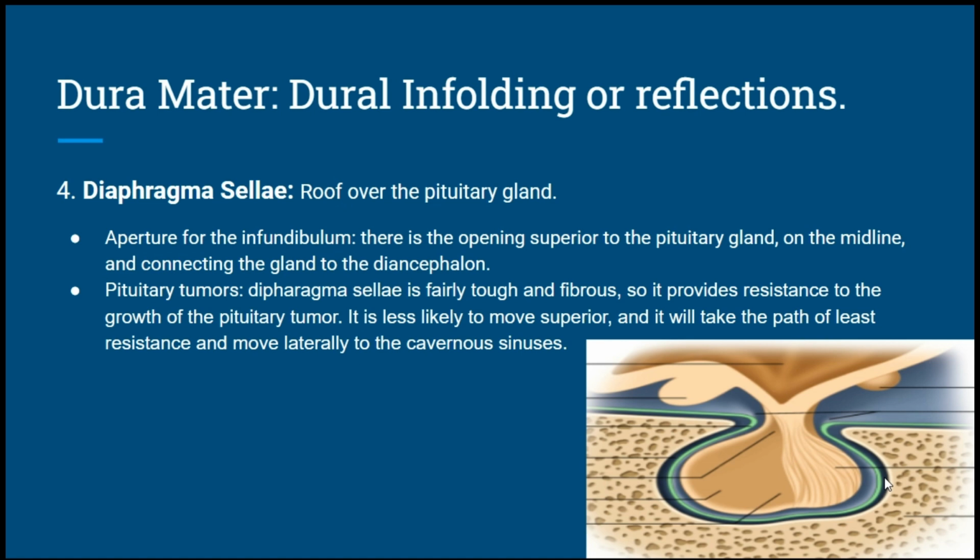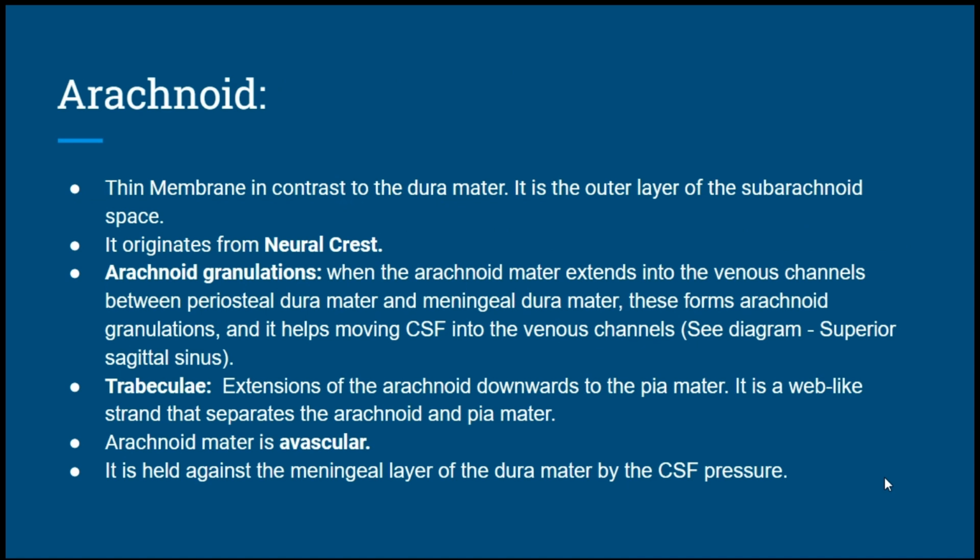They have a problem in their vision. The next layer of the meninges is the arachnoid mater. It's a thin membrane in contrast to the dura mater, and it is the outer layer of the subarachnoid space. The subarachnoid space is the space between the arachnoid mater and the pia mater, and the arachnoid layer originates from the neural crest.